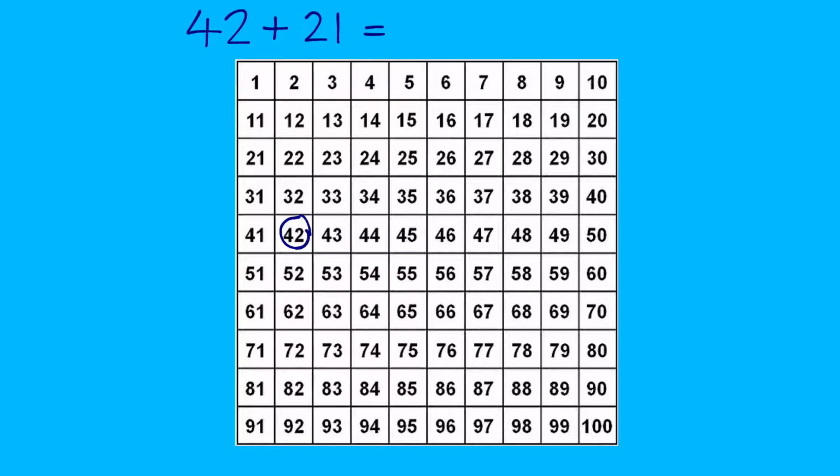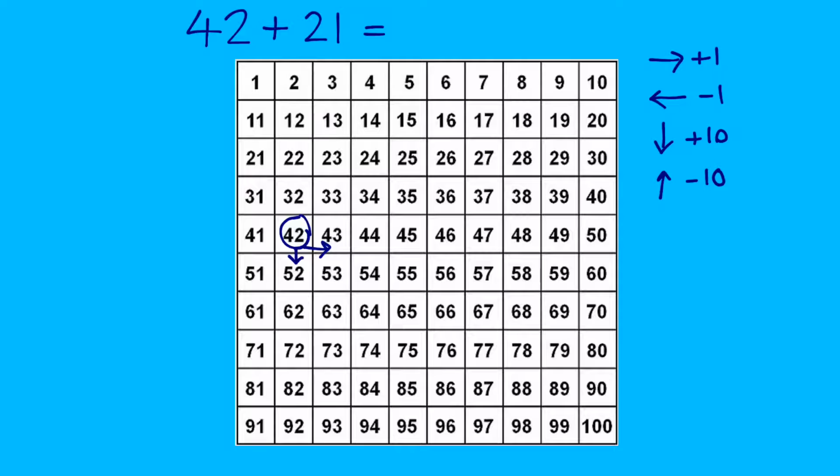Well, I know that if I move across one space, that's adding 1, but I also know that if I move down, that's the same as adding 10. Let's put our reminders here again. So one space is adding 1. If I go back, that's subtracting 1. If I go down, adding 10, and if I go up, that's subtracting 10.